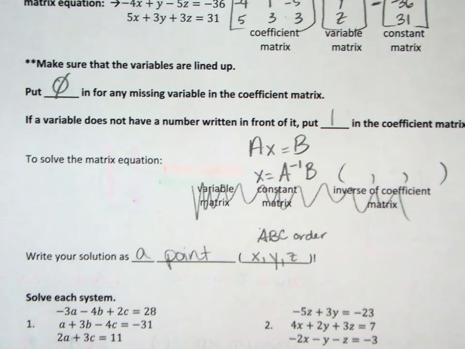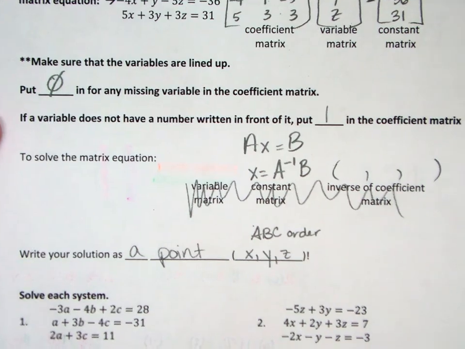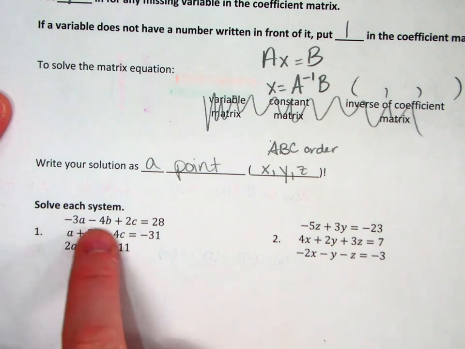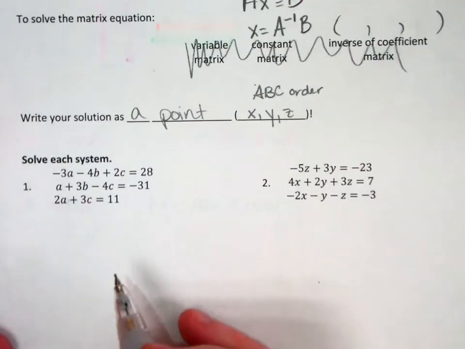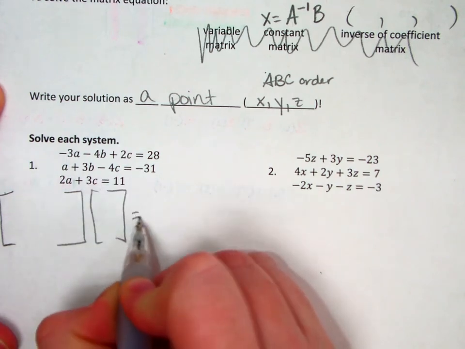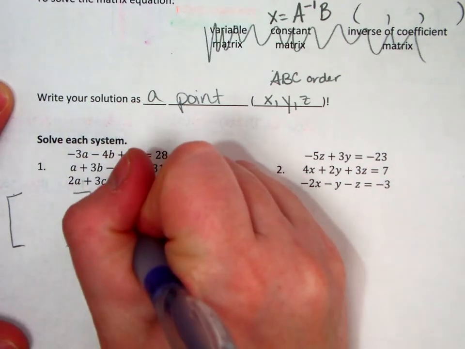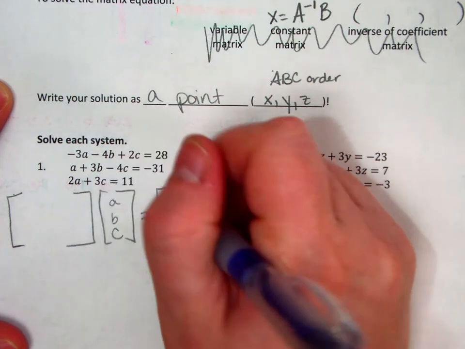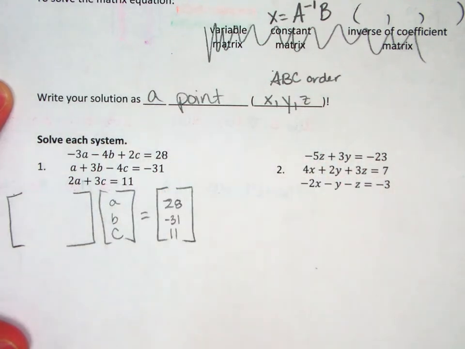Okay, so the first one we're going to do is number 1. Then I'll jump to the back. So on the first one, if I look at my systems, A, B, C, A, no B, but I have a C. So the first thing I'm going to do is I'm going to write my 3 matrices. I'm going to write down my variables. So I go A, B, C. And then I'm going to write my answers. So I have 28, -31, and 11.